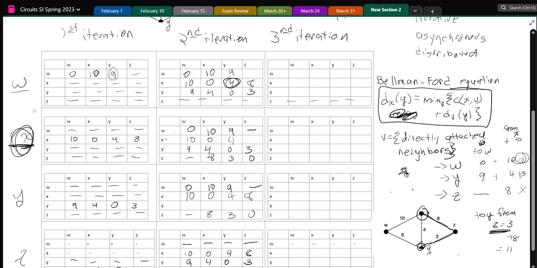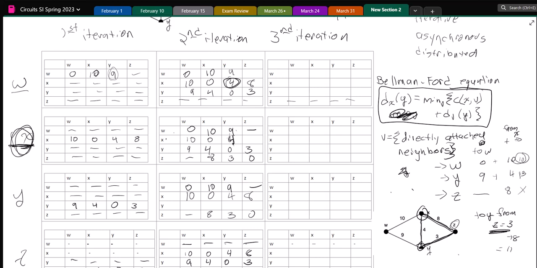Okay, so we can still see this on our original graph. So I'm on my x column and I'm looking at the minimum cost to y. Well, to go directly to y is 4. To get to y from z would be 8 plus 3. And I know how to do that because I have received z's distance vector.